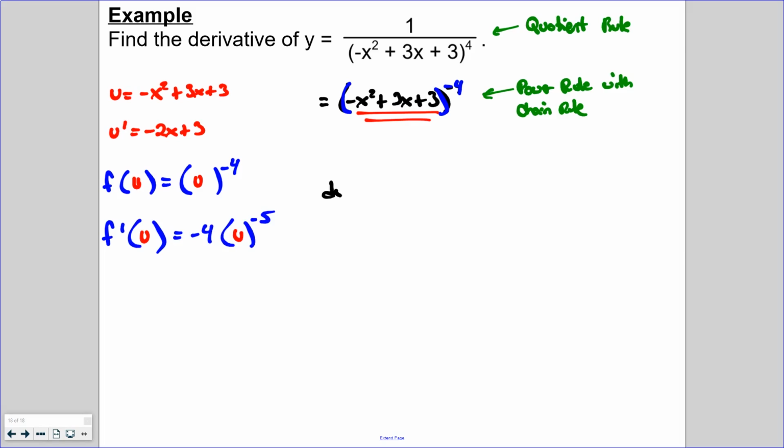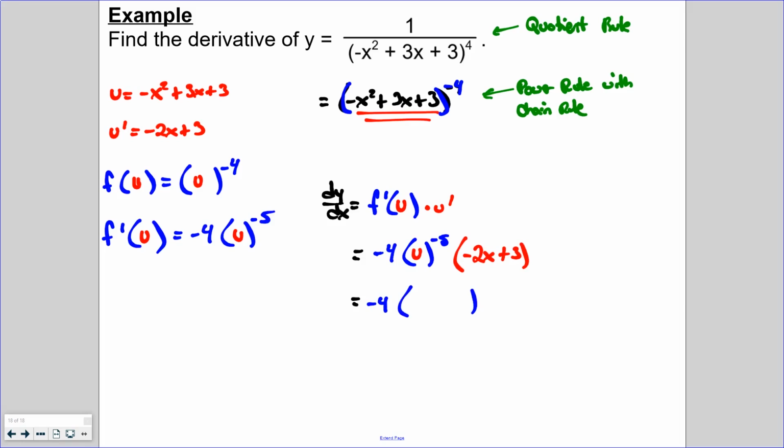All right, so derivative time, dy over dx is going to be equal to f prime of u times u prime. Substitute. We know that f prime of u is going to be negative 4 times u to the negative fifth power. And we know that u prime is going to be negative 2x plus 3. Then we can substitute in the u. So we're going to get negative 4 times the quantity of negative x squared plus 3x plus 3 raised to the negative fifth power times negative 2x plus 3.